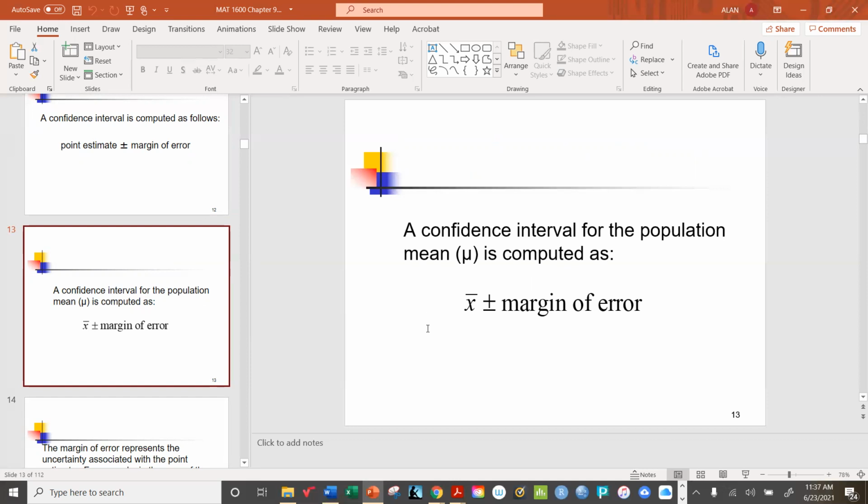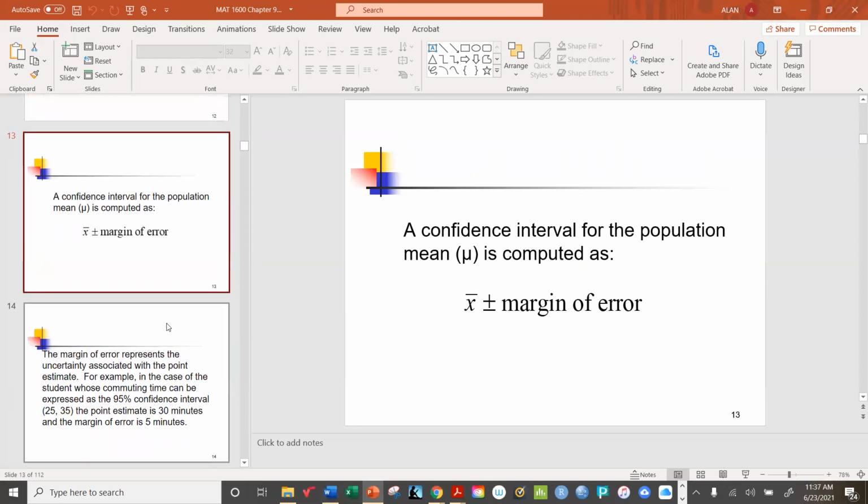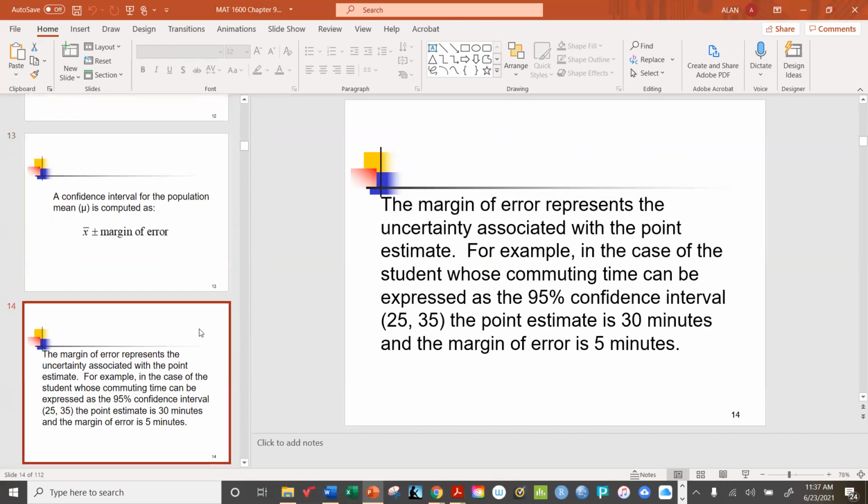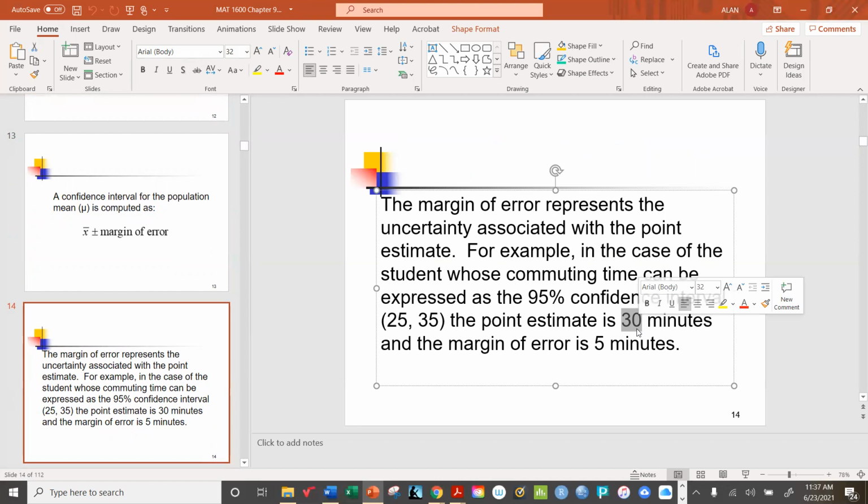Now, later on in this chapter, we'll do this for a population proportion, and we'll see that X bar is replaced with the sample proportion. But either way, you'll have an estimate plus or minus a margin of error. Now, if you take your mind back to the example we had for the student who's commuting, we noticed that the average commuting time was 30 minutes, but the confidence interval was 25 to 35 minutes. And how did we get that? Well, if you notice, the 25 is 30 minus 5, and 35 is 30 plus 5.